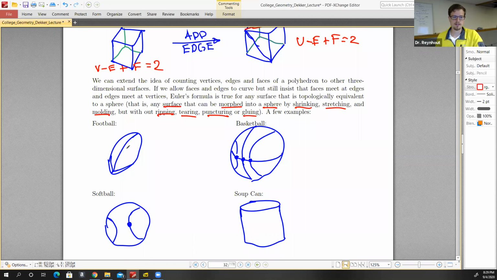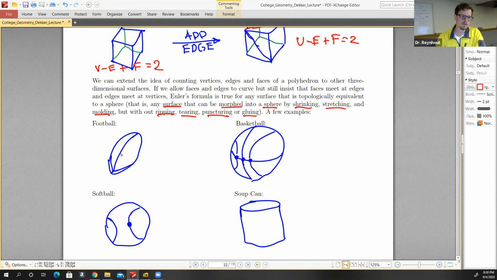So for example, if I had a football that was made out of clay, I could just squish it and it would be a sphere. A basketball is a sphere. A softball is a sphere. And a soup can, well, if it were made out of clay, I could push it into a sphere. So what we want to notice is that these excellently drawn sports balls all have lines on them already from where they're sewn together. If we think of those as our edges and then add appropriate vertices, because you can't just have an edge, then we can find vertices, edges, and faces.